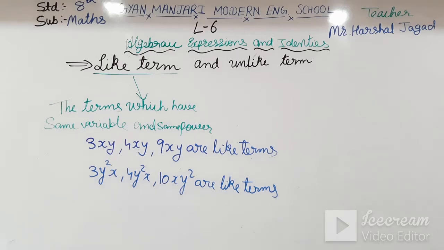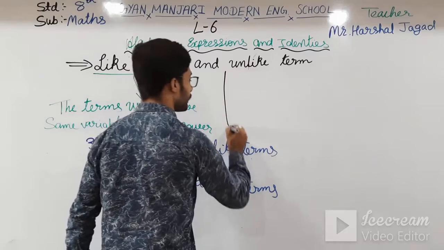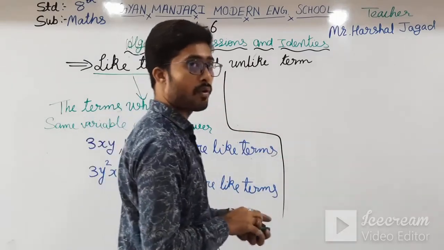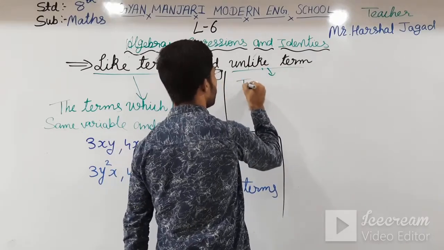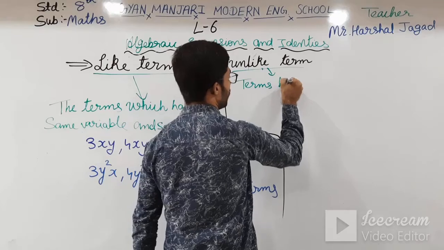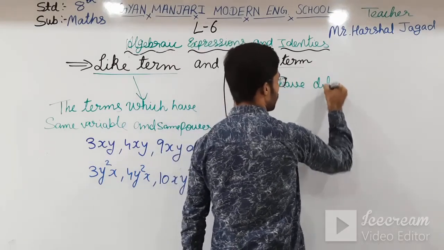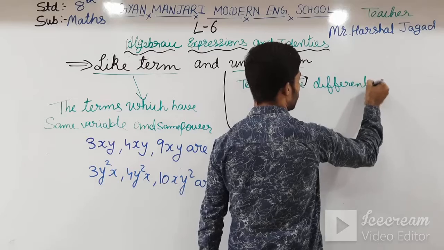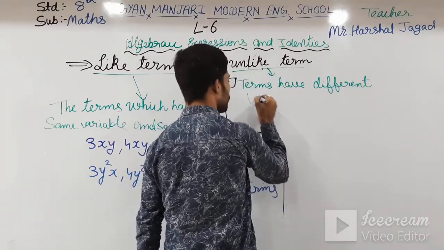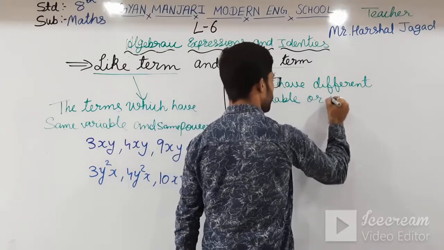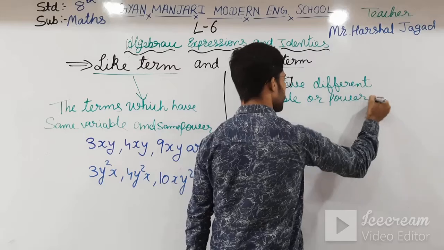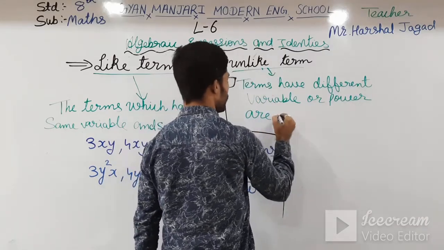Unlike terms: terms that have different variables or powers are called unlike terms.